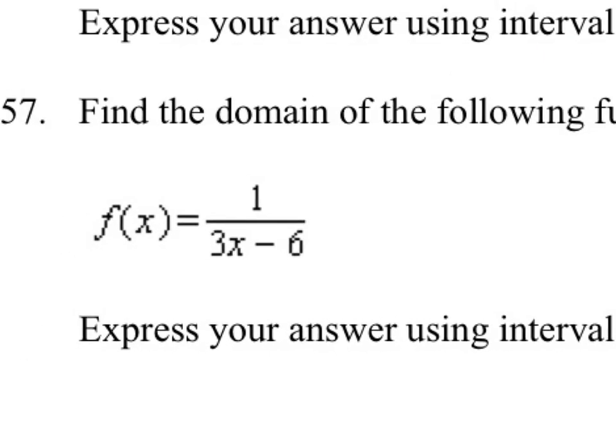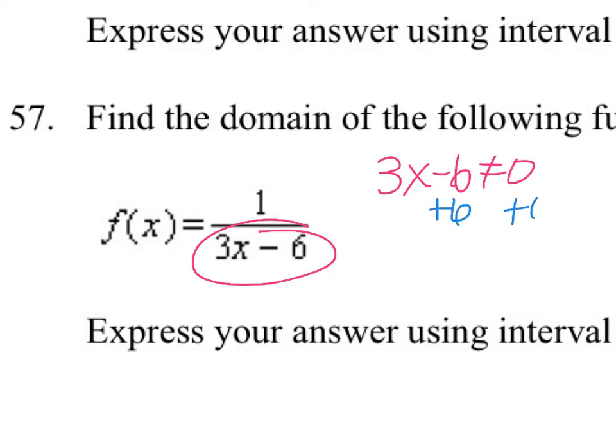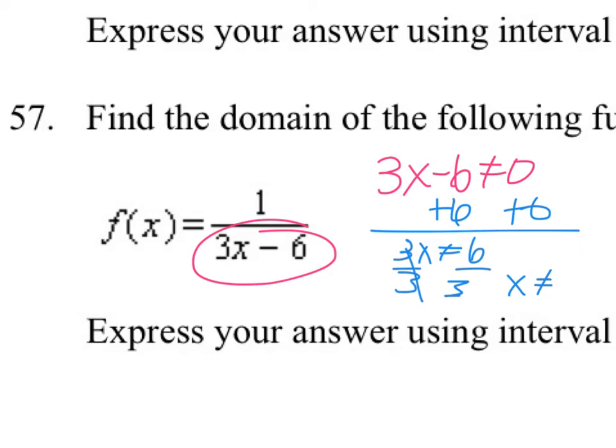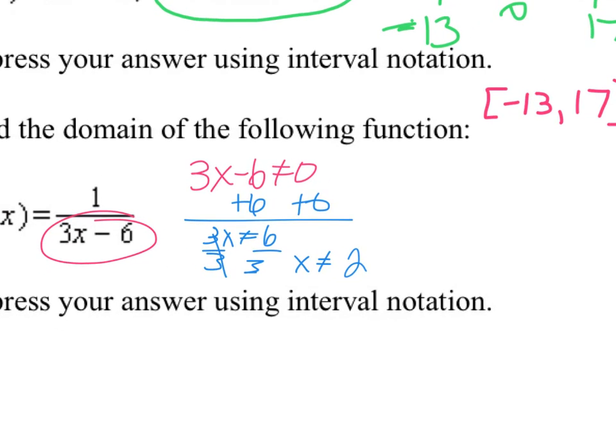All right. Find the domain here. What immediately, guys, is your problem? Variable where? In the denominator. Are you allowed to have 0 in the denominator? No. So we've got to figure out what's going to make this 0. How do I solve this? Add 6 to both sides. So 3x equals 6, divide by 3, right? X can be any number in the entire world except for 2. How would I write in interval notation, x can be anything in the whole entire world except for 2? Negative infinity.